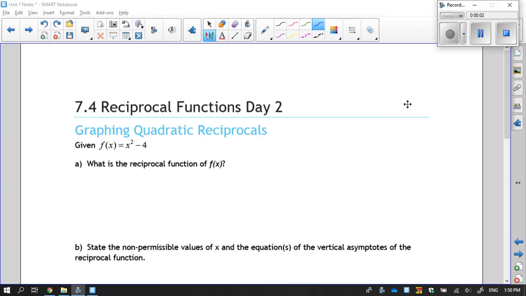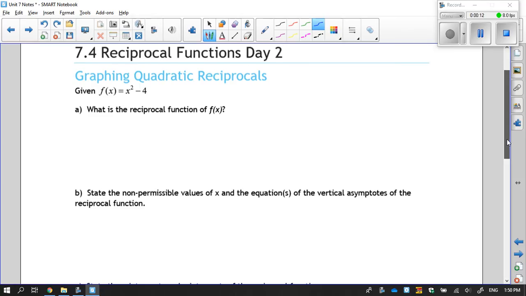So this is 7.4 reciprocal functions day 2. We are going to focus on quadratic reciprocals. This will be a quick lesson, so don't worry too much. We're going to follow the same steps that we did with the linears. So what is the reciprocal function of f of x?